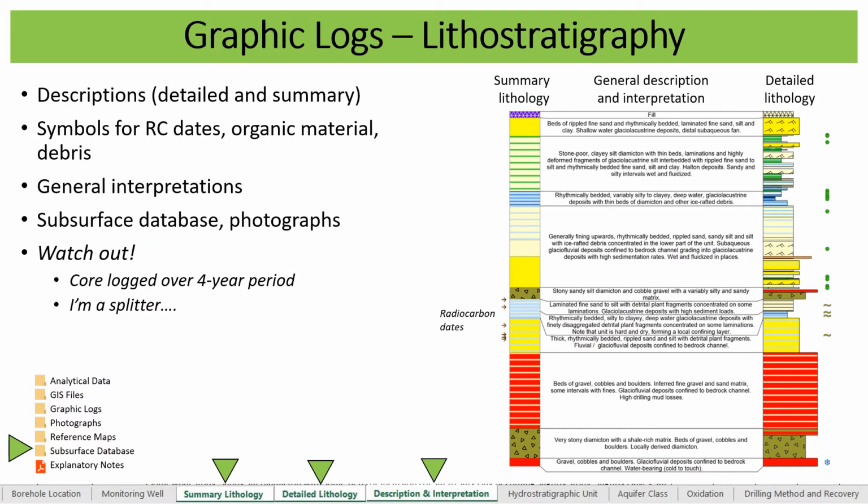Next, we have columns describing the lithology of the borehole. The detailed lithology, supplemented with a column of symbols, is shown on the far right. Since I'm a splitter, I've included a summary version on the left, which reduces over 3,400 detailed descriptions down to less than 1,000 short ones. In between, there's a text log with general descriptions and interpretations. As ever, all of the information is in the subsurface database, and there are example photos of each facies within the explanatory notes.